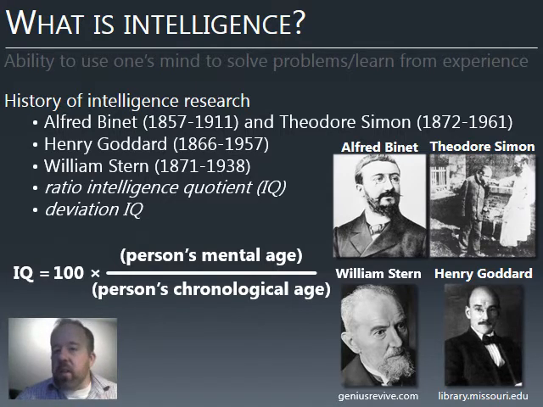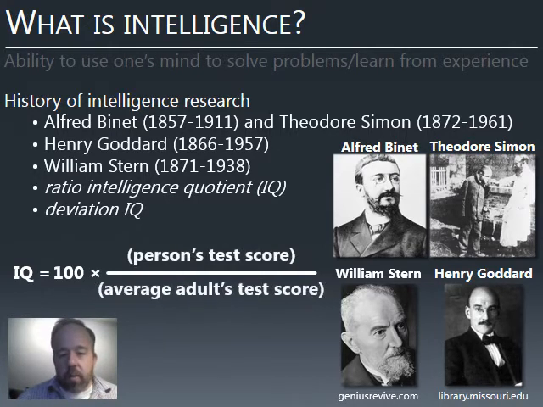So that development of intelligence across the lifespan breaks down once you get to adulthood. So the average 15-year-old is more intelligent than the average 10-year-old. But the difference in intelligence between a 20-year-old and a 40-year-old isn't really that big. And so this led to the development of the deviation IQ, in which the person's test score is compared to the average adult's test score. Sometimes it's restricted to an age range. But the point is that you're comparing adults to other adults.